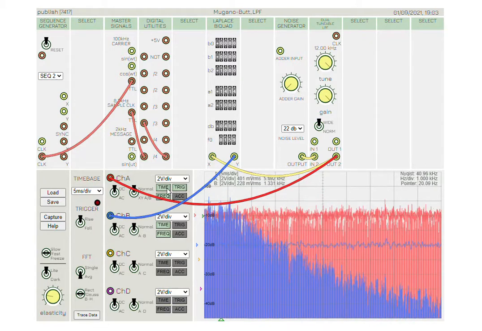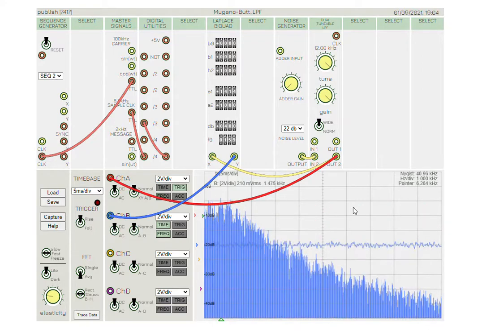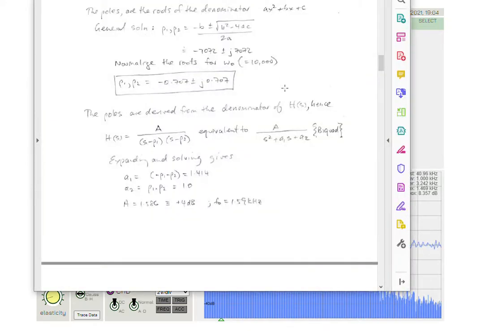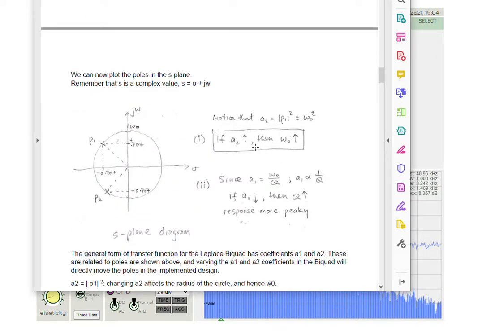And let us turn off A and B, and let us move these out of the way. Okay, now you can see 1.59. Now, let's have a look at these relationships here. A1, A2: if A2 is increased, omega 0 is increased because the radius of the circle is increased.